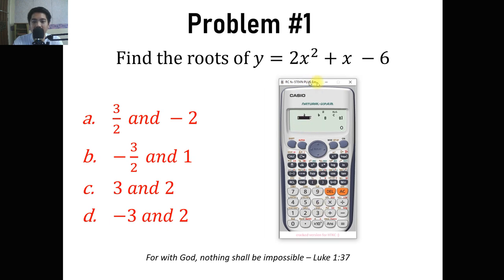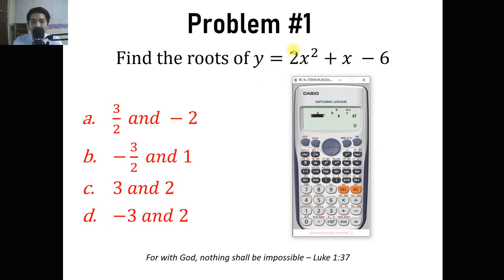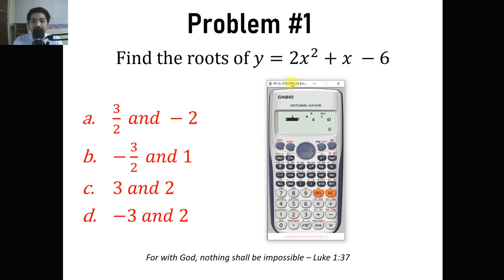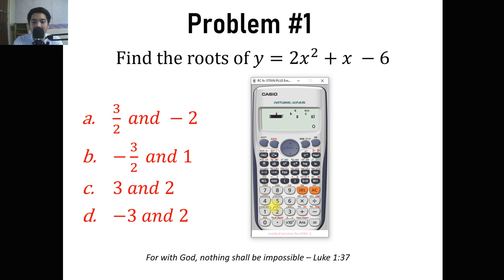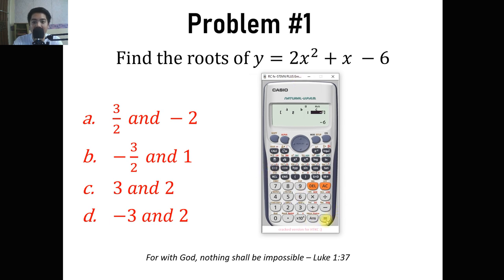So we are going to simply write the coefficients in the form a, b, c. We are going to let y equals 0, of course, to get the roots. So we have 2 for x squared, 1 coefficient for our x, and then negative 6 for our constant value. Okay? So again, click equal sign. So we have 3 halves and then negative 2.